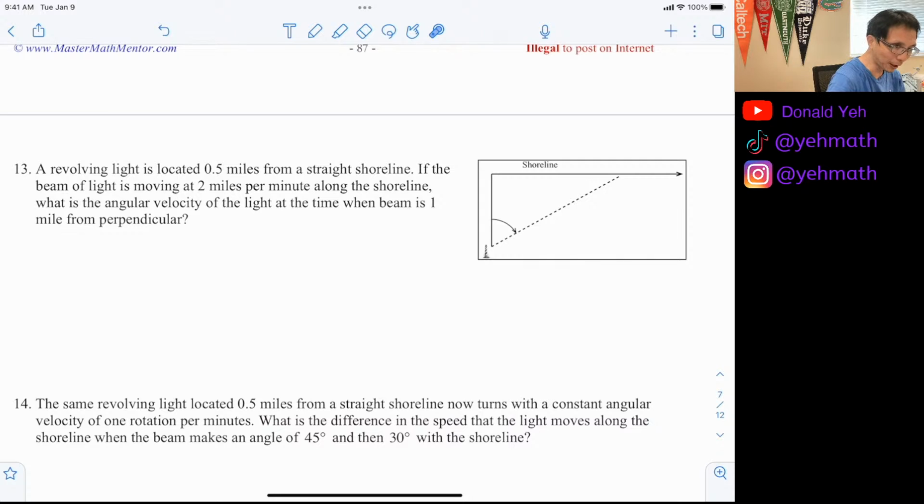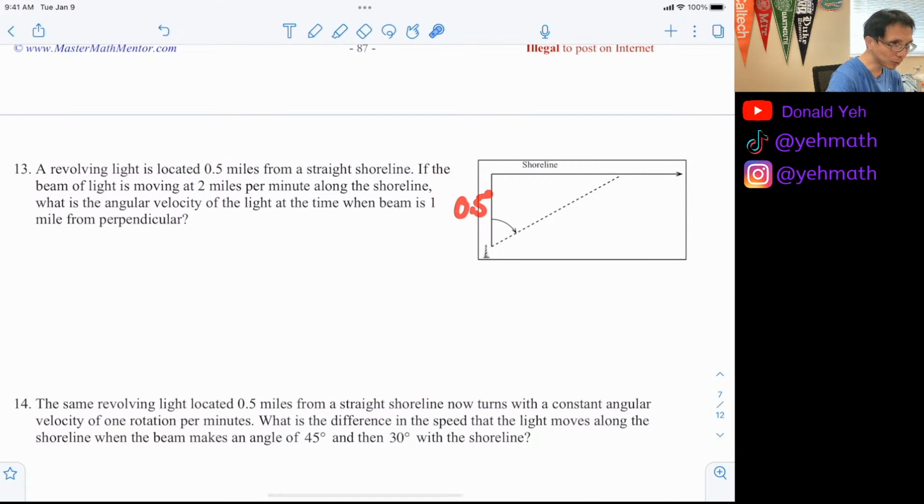Okay, so you've got to be careful with this question. The light is revolving, rotating at 2 miles per minute, so it's going to shoot like this, going this way, so the light is casting this way. Now here's the tricky part to ask. The 0.5 miles straight shoreline. What does that mean? That means this is 0.5.